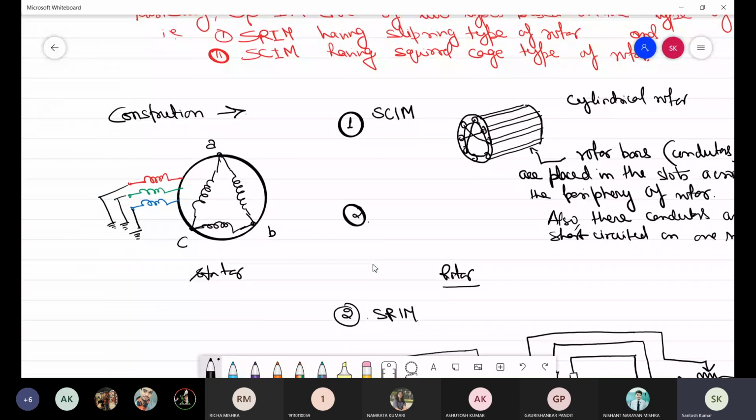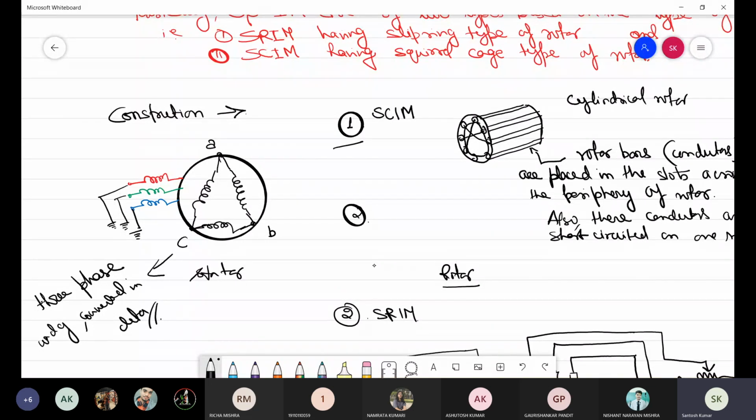The stator construction is simple. Stator is having three-phase winding connected in delta always. That we have to remember. Stator always consists of three-phase winding, always connected in delta. So delta type of connection always there. Now this is the stator.